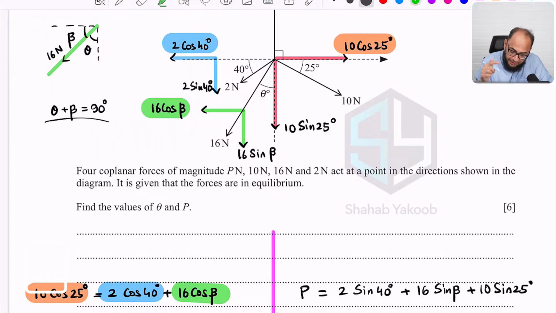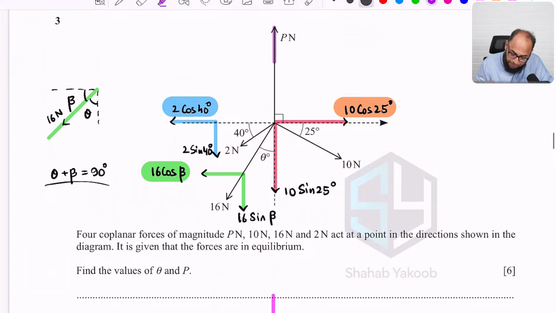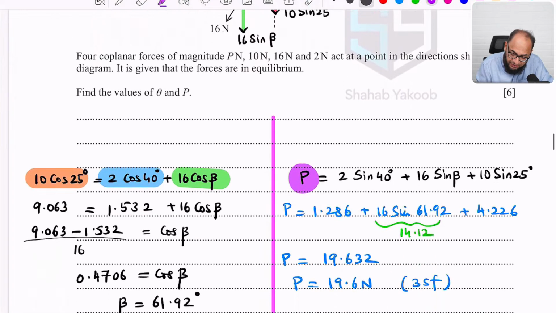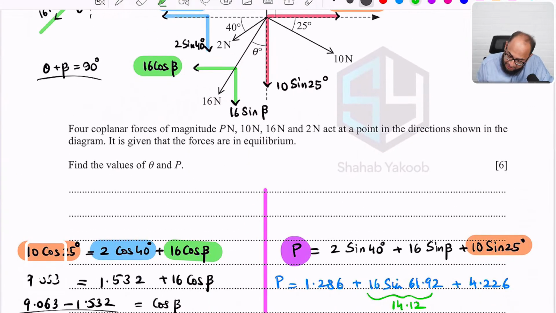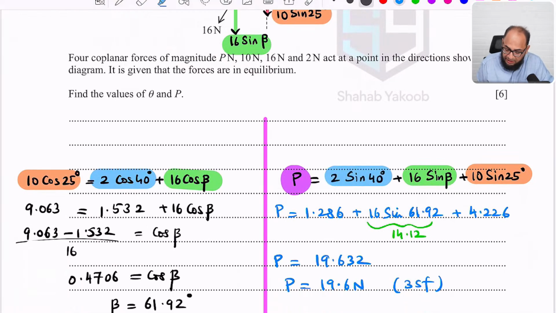Okay, the next one, P, the purple one. P is up. What is it equal to? It's equal to 10 sine 25, the orange one, that's going down. The green one is 16 sine beta. And the blue one, which is 2 sine 40.